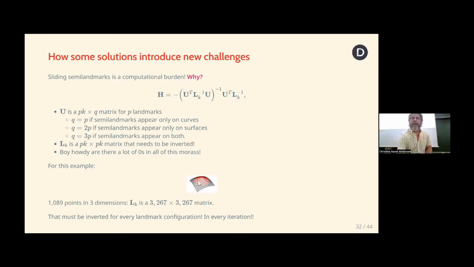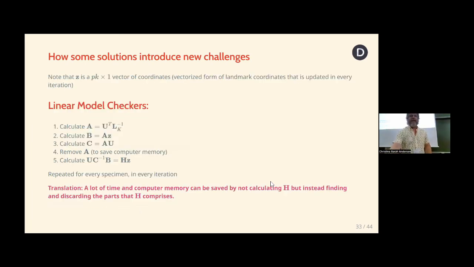If I show you this template again, I've reduced it here so I can get my words. This L sub K matrix is 3,267 by 3,267 elements, and it needs to be inverted. And that U matrix has lots of zeros, so we've got a lot of computational inefficiency there. And this needs to be done on every landmark configuration for every specimen in your study in every iteration. Not just once, but thousands of times. Well, I'm going to give you the solution, but I'm not going to tell you about the years of painstaking research that went into it.